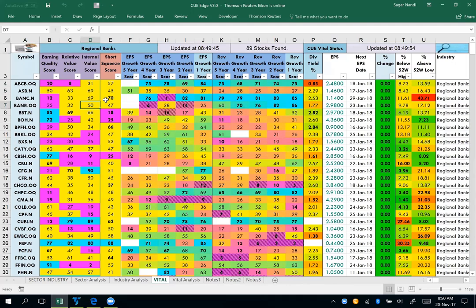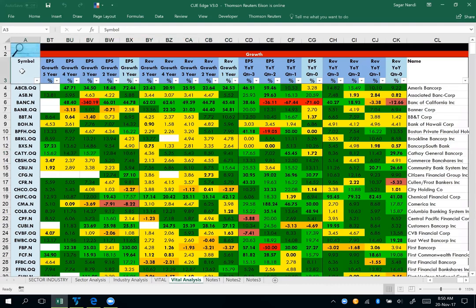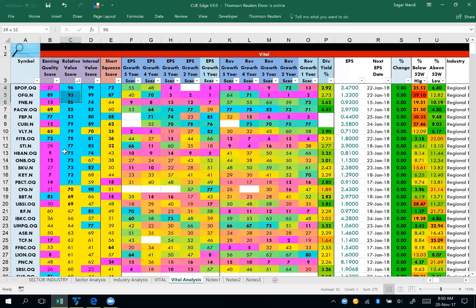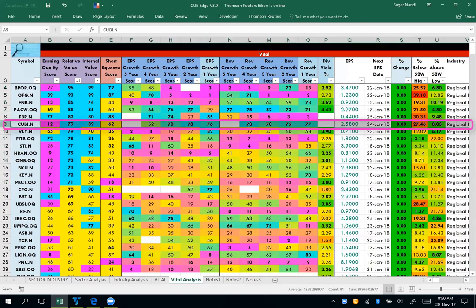What we are looking for is stocks with optimal valuation. One way of doing that is to click the magnifying glass, that is the investigate button. Go to Vital Analysis tab, sort the stocks on relative valuation score. So the stocks with optimal valuation come to the top. We can see CUBI is a stock that has cyan color in both relative and internal valuation, and its growth is also cyan, that is, it is strong in terms of growth relative to its peers. Therefore, CUBI has a nice combination of optimal valuation and strong relative growth.